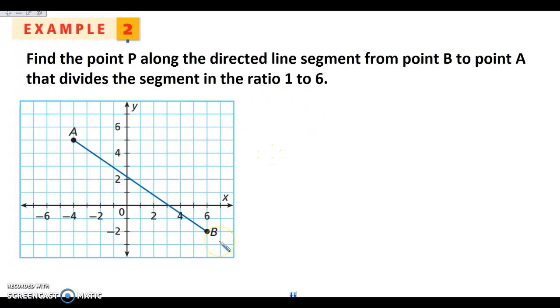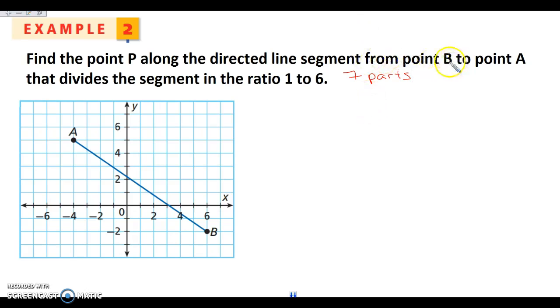with part one, except this time we can't do it graphically because we're not going to have very nice numbers. So we're going to start off by looking at, first off, how many total parts do we have? If we have a ratio of 1 to 6, that's one part on one side, 6 parts on the other. So we have a total of 7 parts.